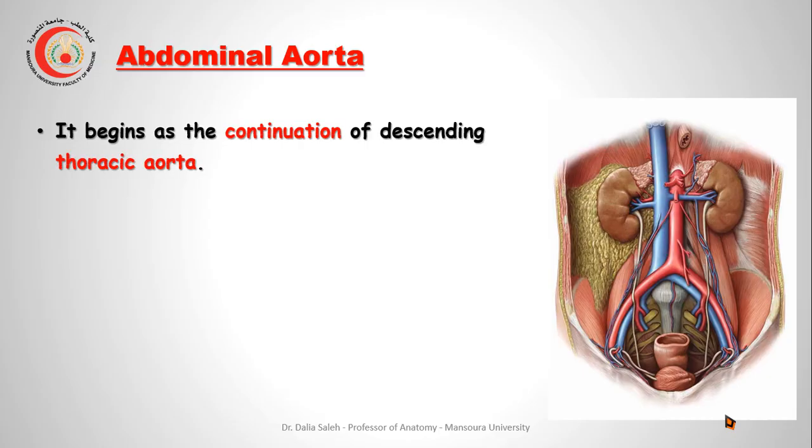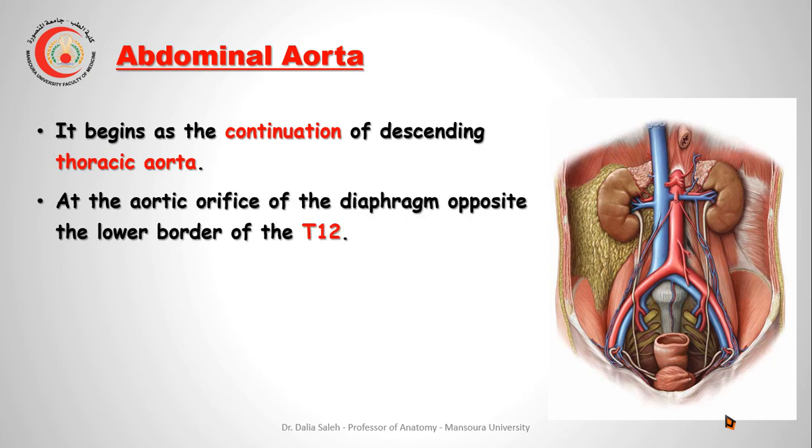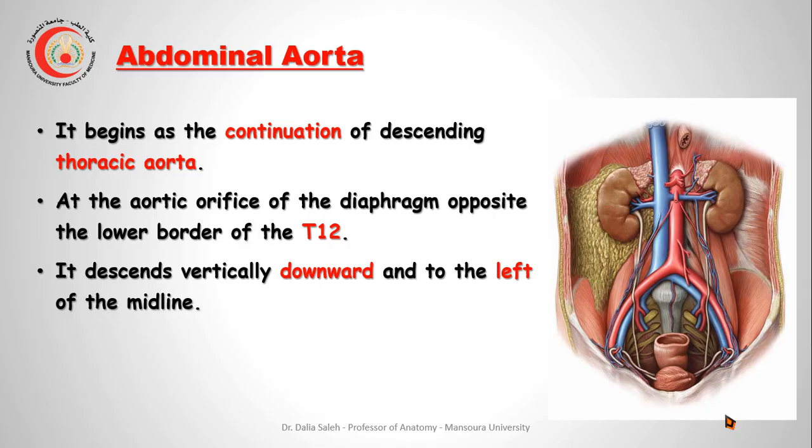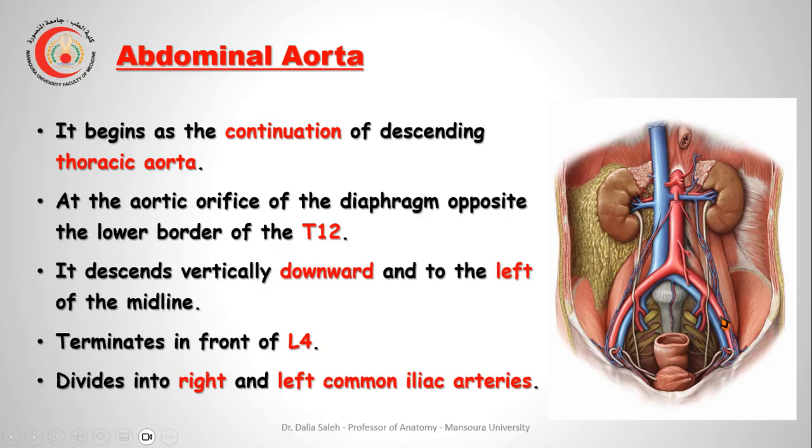The abdominal aorta begins as a continuation of the descending thoracic aorta. It enters the abdomen through the aortic orifice of the diaphragm at the level of the last thoracic vertebra. Then it descends vertically downward, slightly to the left of the midline and, of course, to the left of the inferior vena cava, and then terminates at the level of the fourth lumbar vertebra by dividing into right and left common iliac arteries.